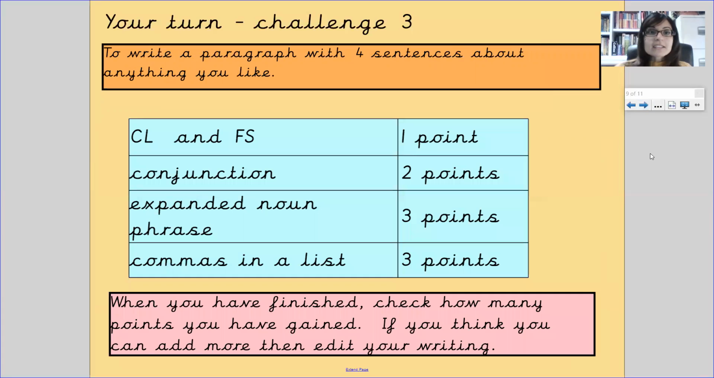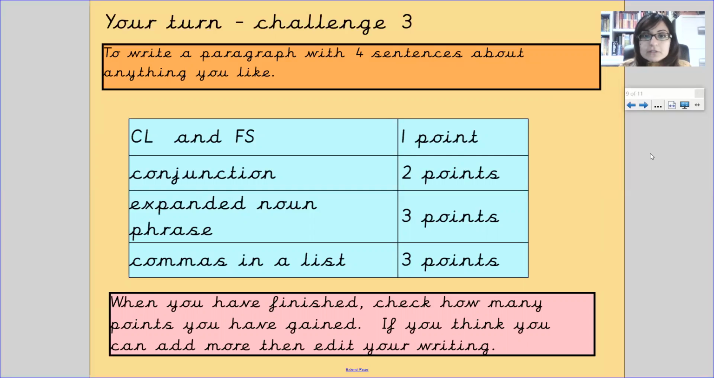Right. Challenge 3. Here we go. Your challenge is to write a paragraph. You can have 4 sentences, but if you think you need 5, go for it. Now, there's a little competition for you. If you use a capital letter and a full stop, you get 1 point for each.